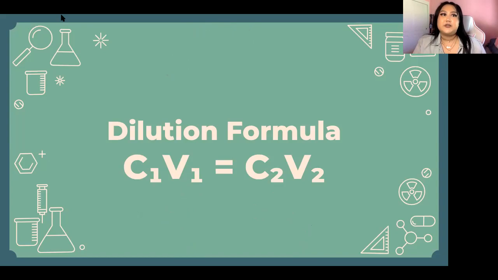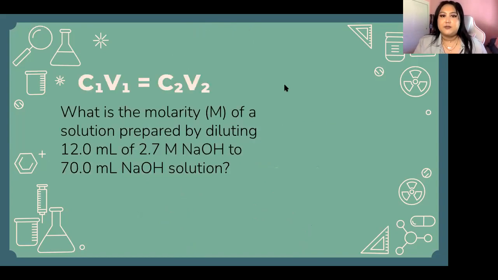But molarity is just, there's only one. So our first problem is, what is the molarity of a solution prepared by diluting 12 milliliters of a 2.7 molarity NaOH solution to a 70 milliliter NaOH solution? I know that was a lot, but it's a lot simpler than it seems.